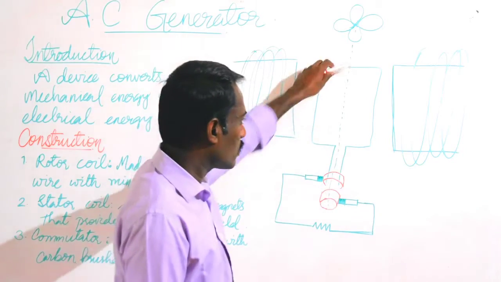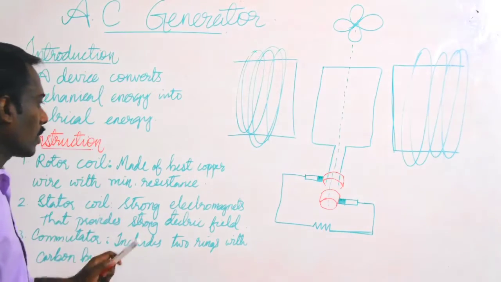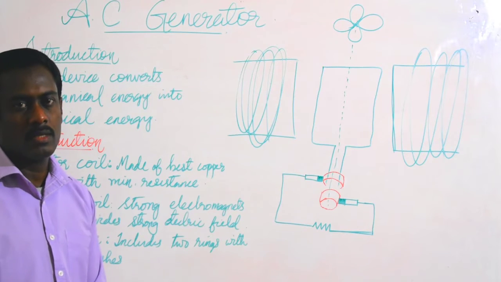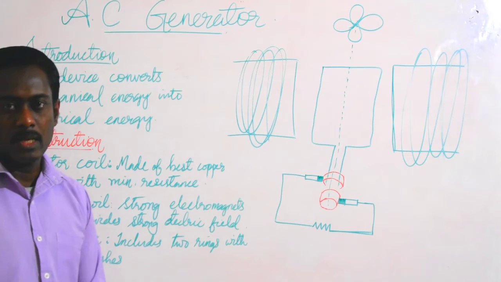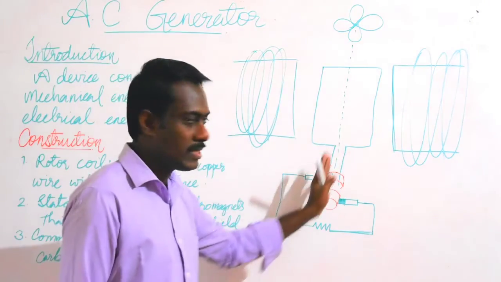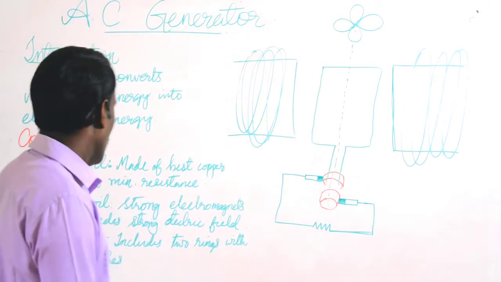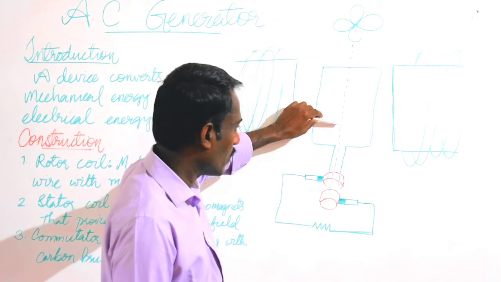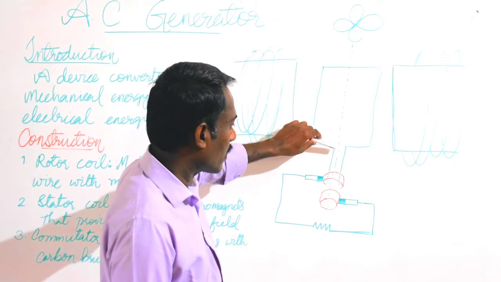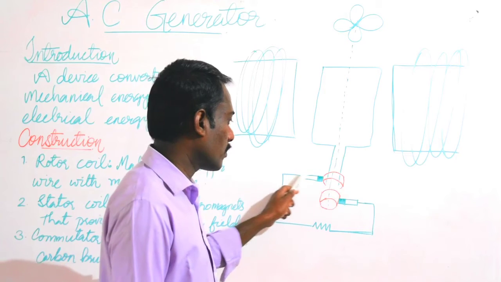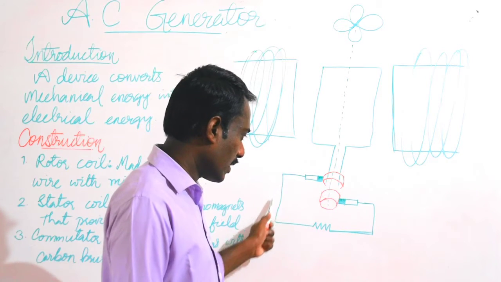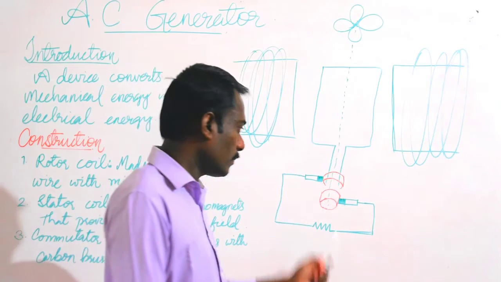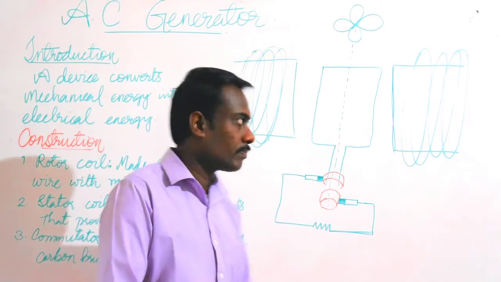This coil is known as the rotor coil, and it is made of the best copper wire with minimum resistance, so that the current can easily pass through it. The shaft is connected to the rotor coil, and this rotor coil is then connected to a slip ring and carbon brush system through which the electric current can commute. The potential can be taken out through the carbon brushes.